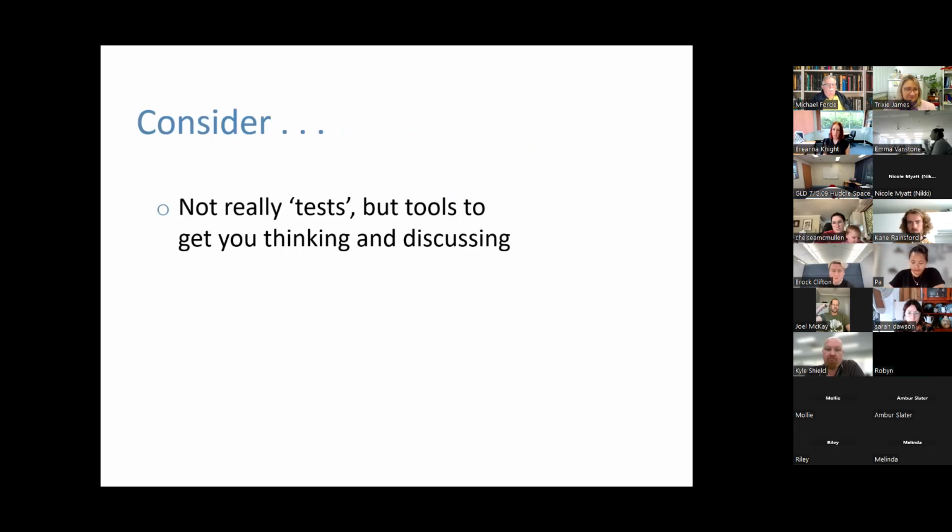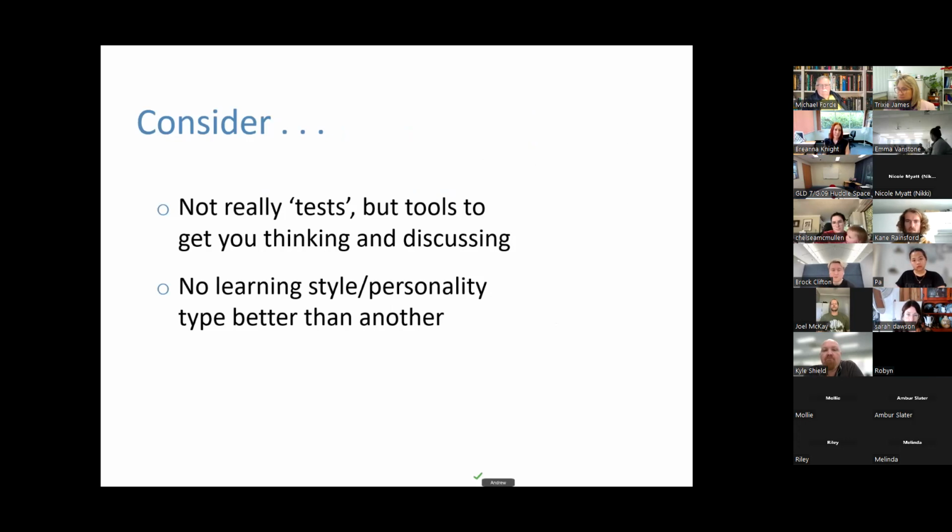Further to that, I keep saying quizzes and tests, but they're not really. It's set up like a quiz, but they're more like a tool, something to get you thinking about yourself and about others. There's no better one. There's not a right or a wrong learning style or personality type. They're all fine. They're all much of a muchness. They're just different ways of seeing the world.